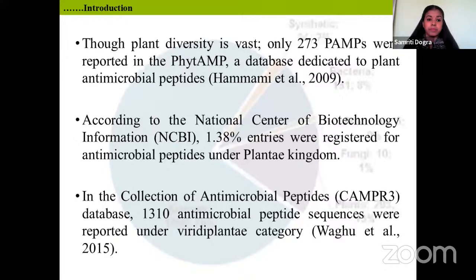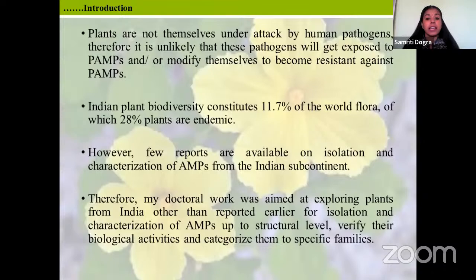So why are plants chosen? Plants are not themselves under attack by human pathogens. Therefore, it is unlikely that these pathogens will get exposed to the PAMPs and modify themselves to become resistant against them. Indian plant biodiversity constitutes around 11.7% of the world flora, of which 28% are endemic. However, only a few reports are available on the isolation and characterization of PAMPs from the Indian subcontinent.